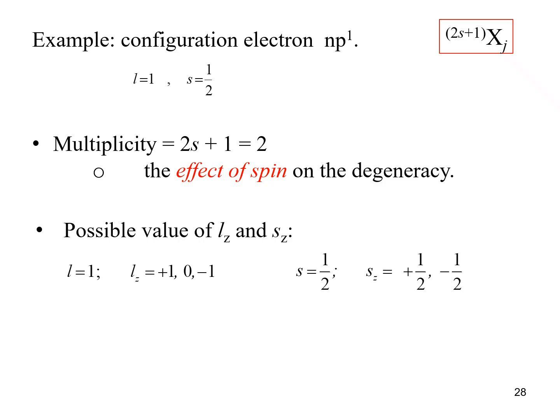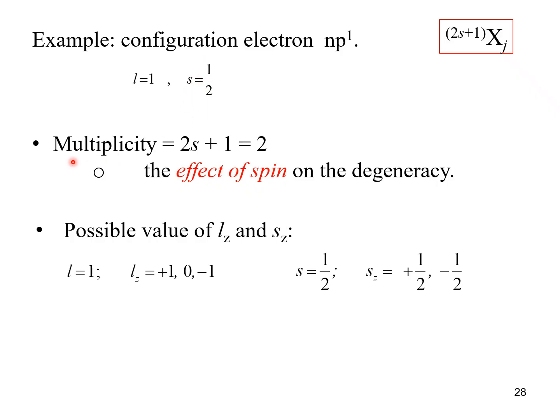Now let's look into the example with one electron in the p orbital with the principal quantum number of n. So how to derive the term symbols, which is given as the standard format here. With one electron in p orbital, we have the orbital angular momentum quantum number L equals 1, and one electron corresponding to the spin quantum number S equals 1/2.